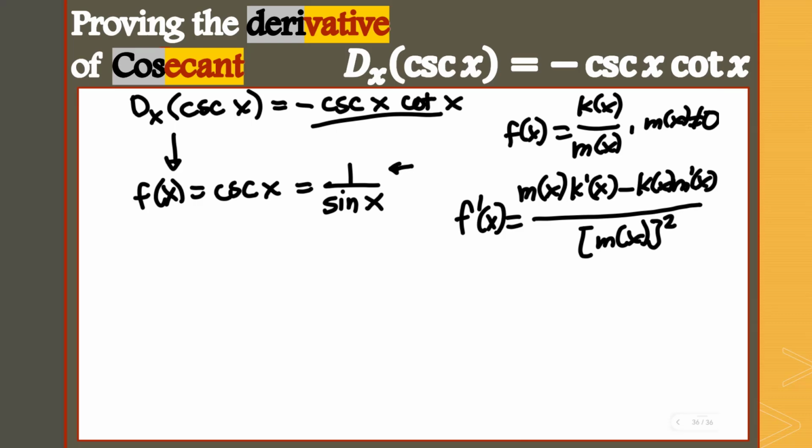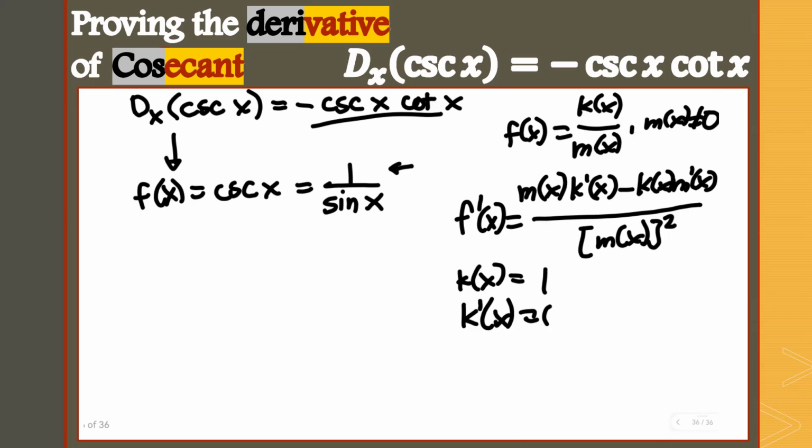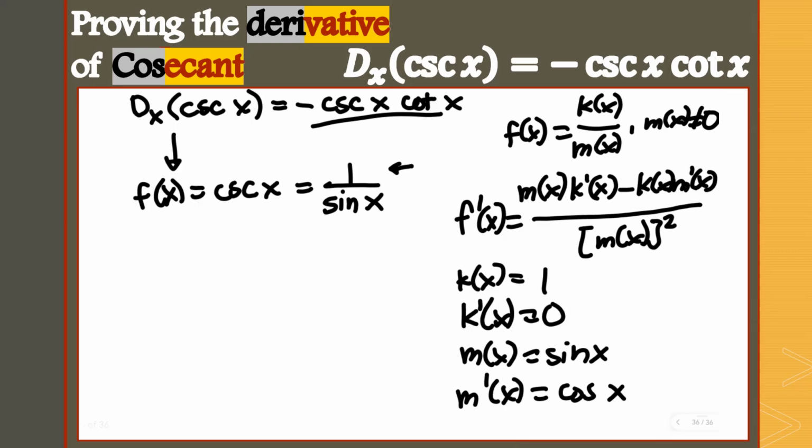So with this, considering that cosecant x is 1 over sine x, we can say that the numerator, being k of x, is just 1. Hence, its first derivative is just 0. That's the rule in differentiating a constant. As for your denominator, m of x, which gives us sine x, the rule for differentiating a sine, we had a video for that previously, is just equal to cosine of x. We'll be using all of this as we structure this form for this proof.